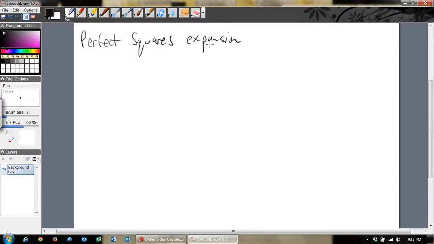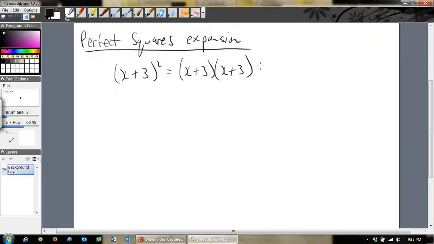So let's go and have a look at perfect squares expansion. Okay, again, let's just do some examples. What's x plus 3 squared equal to? Well, that's x plus 3 times x plus 3.